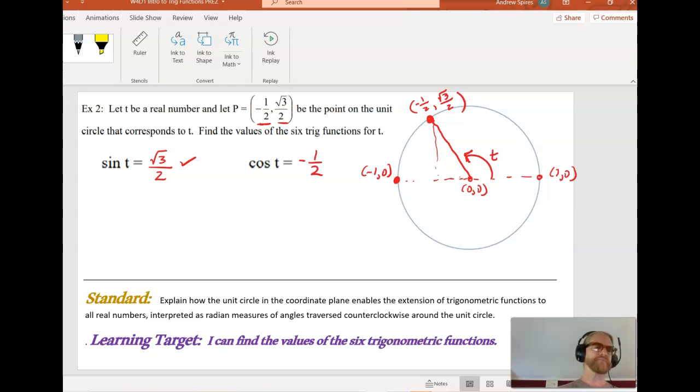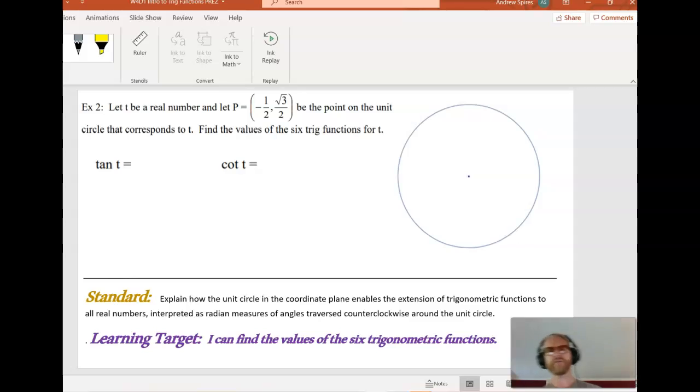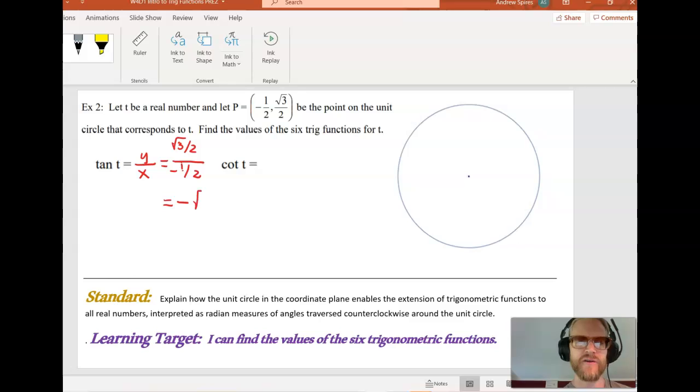Now, what about tangent? Well, tangent of T is y over x. So let's plug those in. √3 over 2 all over -1 over 2. √3 over 2 over -1 over 2 is positive divided by a negative. The 2's divide out, and that leaves me the square root of 3 over 1, which is the square root of 3.